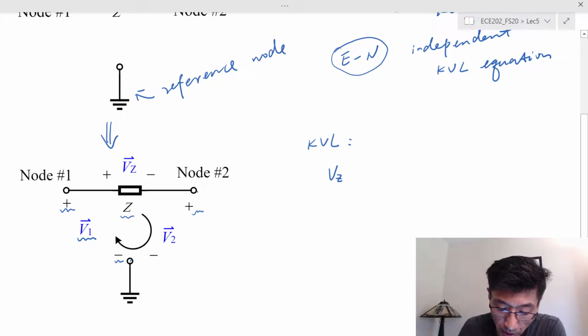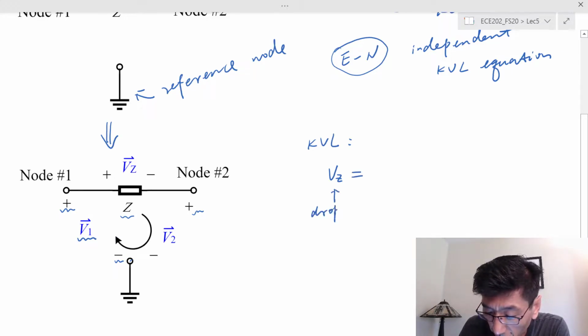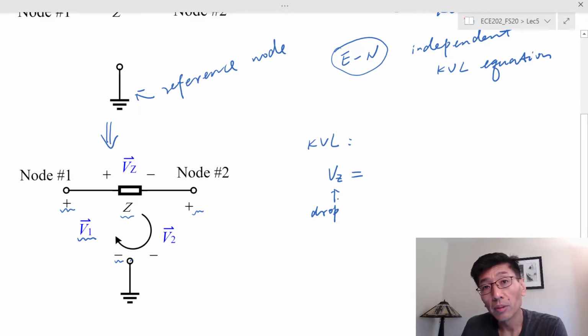In this case, let's arbitrarily choose the direction. I'm looking at this mesh. The mesh has V sub 1, V sub Z, and V sub 2. These 3 voltages form a mesh, a loop, right? I'm trying to write a KVL equation following the clockwise direction I chose, and I am using the third flavor. So following the clockwise direction from plus to minus for V sub Z, that's a voltage drop, right? So now I need to write the sum of the voltage rises on the other side of the equation.